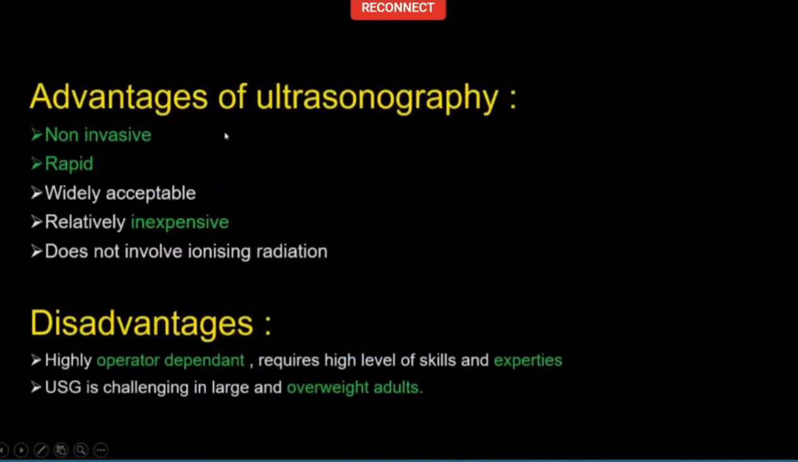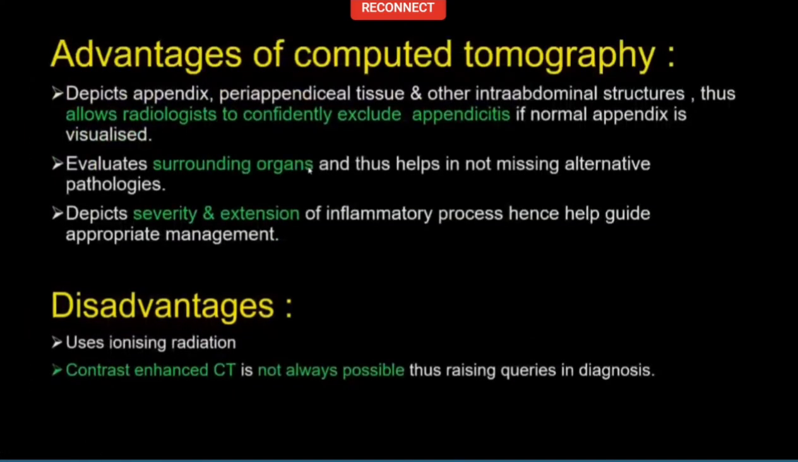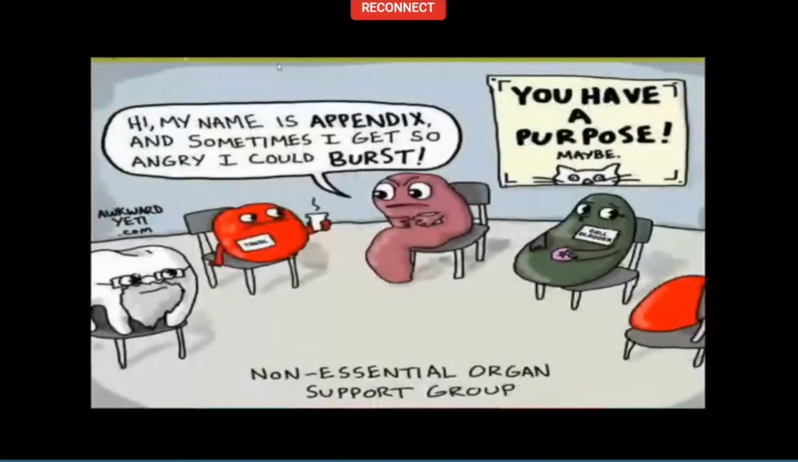So going to the advantages of ultrasound, it is a non-invasive, rapid modality and inexpensive with no ionizing radiation. However, it is operator dependent and it is challenging in overweight adults. It will allow us as radiologists to confidently exclude appendicitis, think about things other than appendicitis, the surrounding organs, as well as help us know the severity and the extent of disease. However, a disadvantage is ionizing radiation, as well as contrast enhanced CT is not always possible.